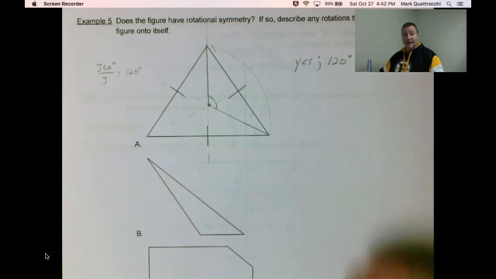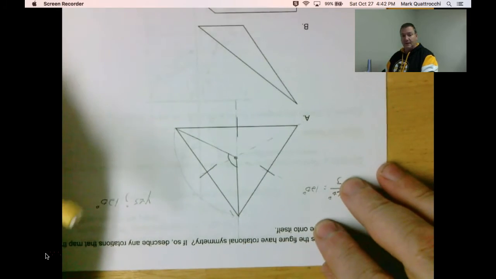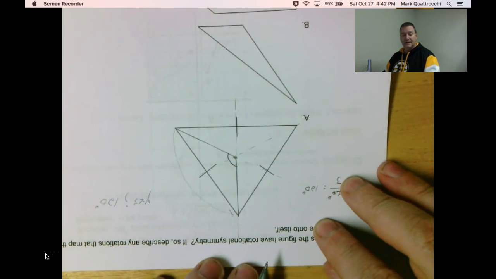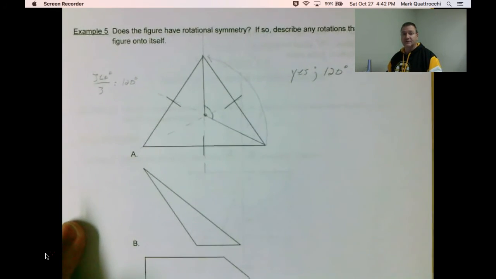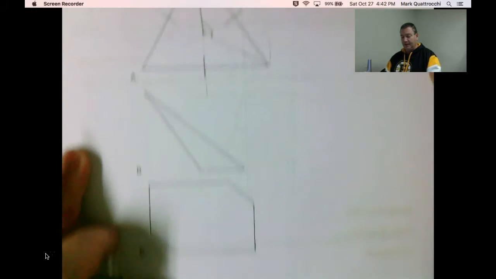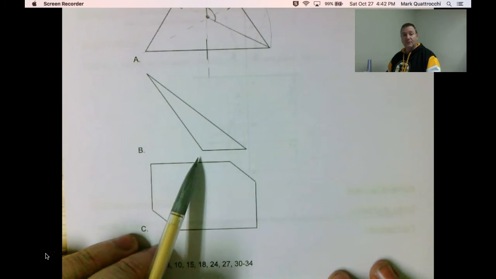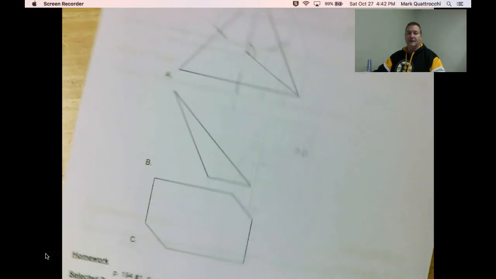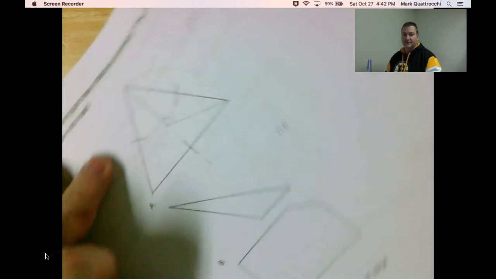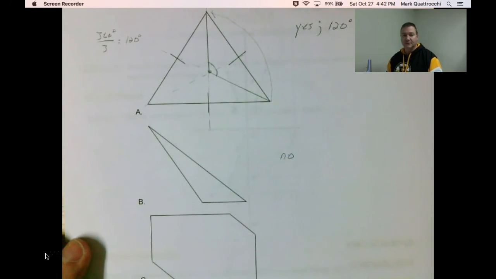Okay? It does not have point symmetry, because if I rotate it 180 degrees, it doesn't look the way it did originally. It is upside down. It's pointed the wrong way. So it does not have point symmetry. It only has rotational symmetry of 120 degrees. Part B. Scalene triangle, does it have any rotational symmetry? No. As we rotate it around, it will never look the way it did in its original orientation. It has no rotational symmetry.